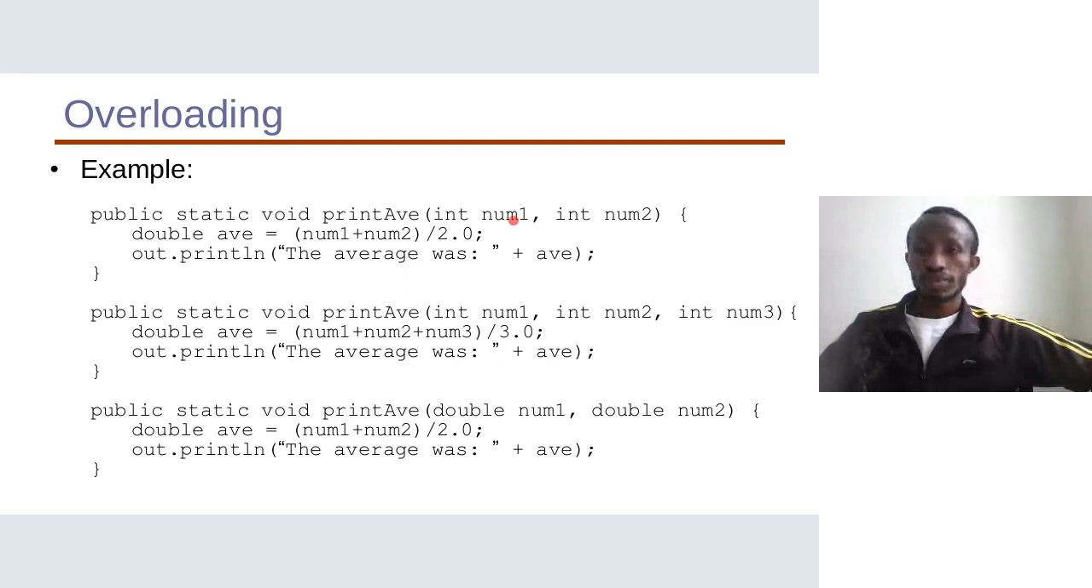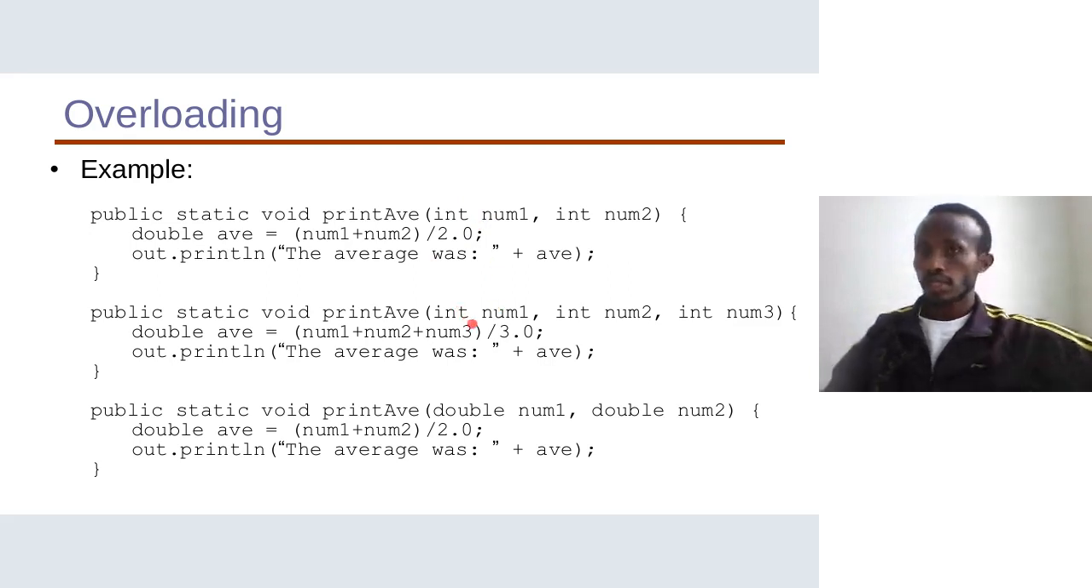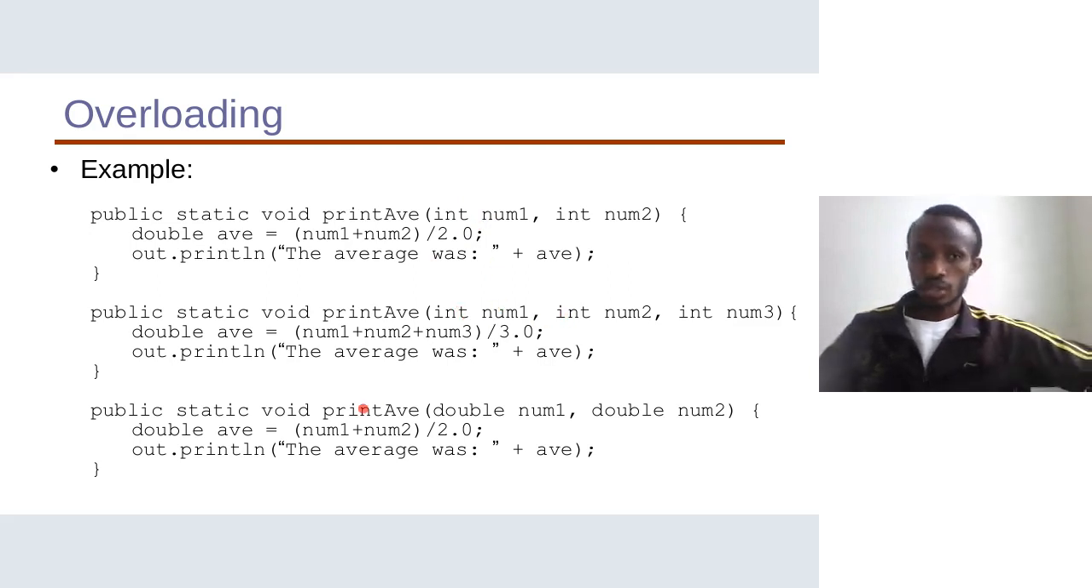So the parameters can differ in terms of number or type. In this case, we assume that if the user supplies two integers, then the first method will be called. If the user supplies three integers, then the second method will be called. But if the user supplies two floating point numbers, then the third method will be called. So you can always overload a method in your class if you wish.